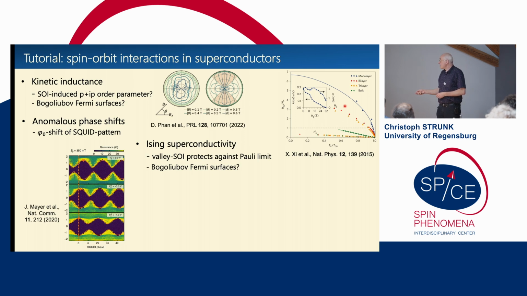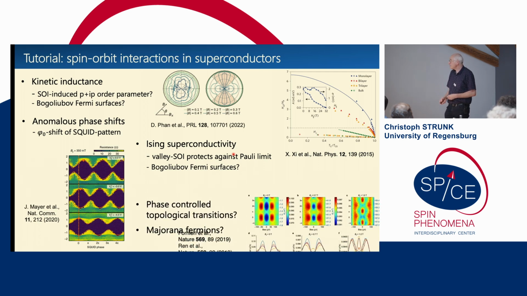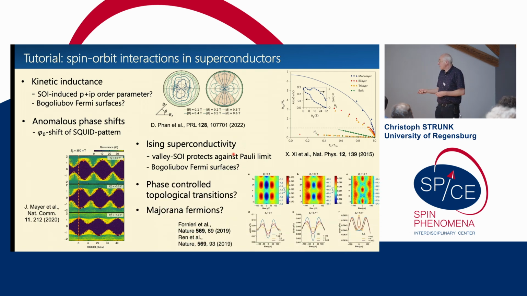And that is because this valley spin-orbit interaction that you have in these materials protects the Cooper pairs against the Zeeman field. So these are called Ising superconductors. And last but not least, spin-orbit interaction can also lead, at least in theory, to phase-controlled topological transitions. And yes, this is something that has received a lot of attention in the last 10 years.